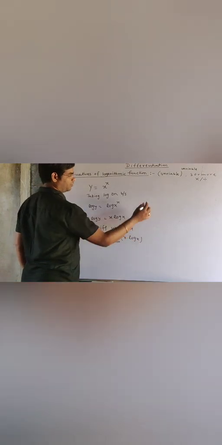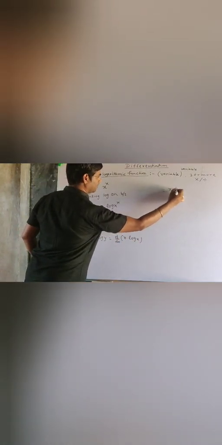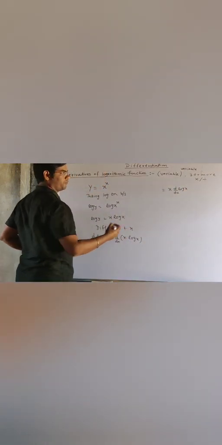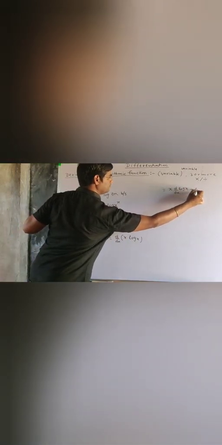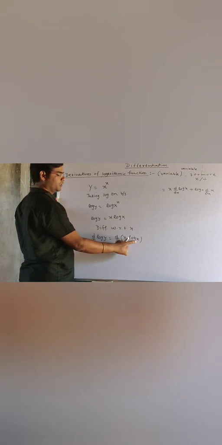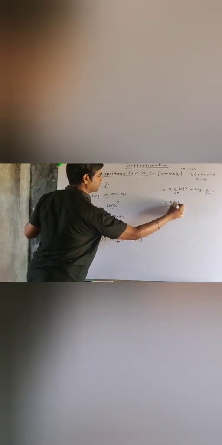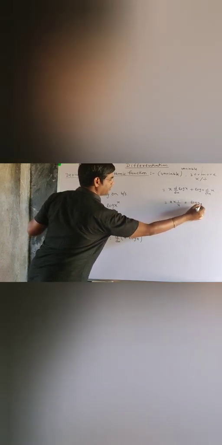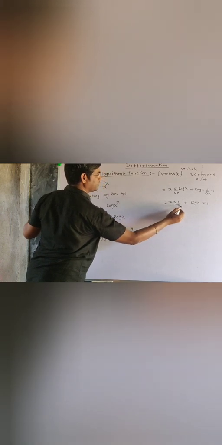What is the u into v rule? U derivative of v plus v derivative of u. Here we have applied the u into v rule. So the answer is x times the derivative of log x, which is 1 upon x, plus log x will remain the same, and the derivative of x is what? 1. So x gets cancelled, and we are left with 1 plus log x into 1, which is log x.